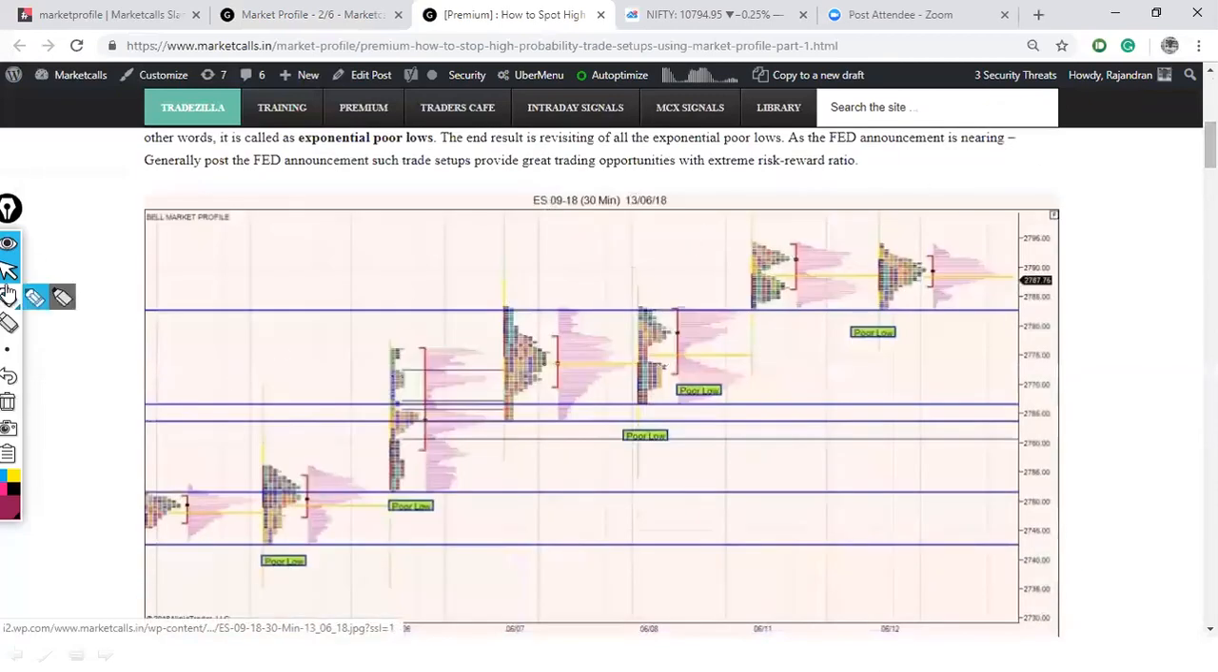Think about it, look into this information. It's a poor low, one poor low, two poor low. It's not cleared. Third poor low, fourth poor low, and fifth poor low. You could imagine what the end result could be. This happened in 4 trading sessions, and I'll show you the end result also. I recorded the end result here.